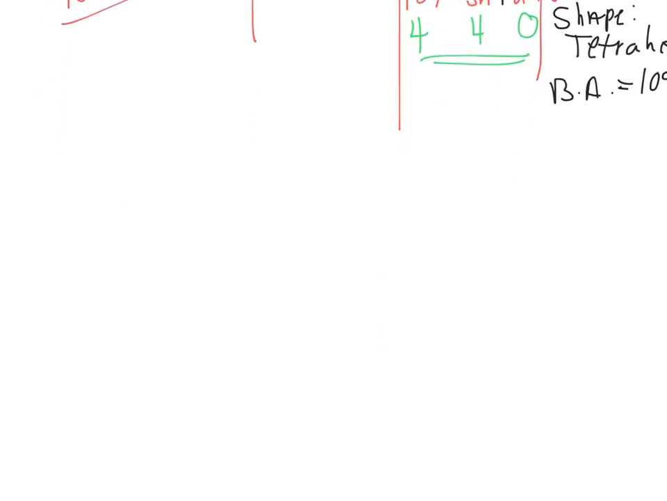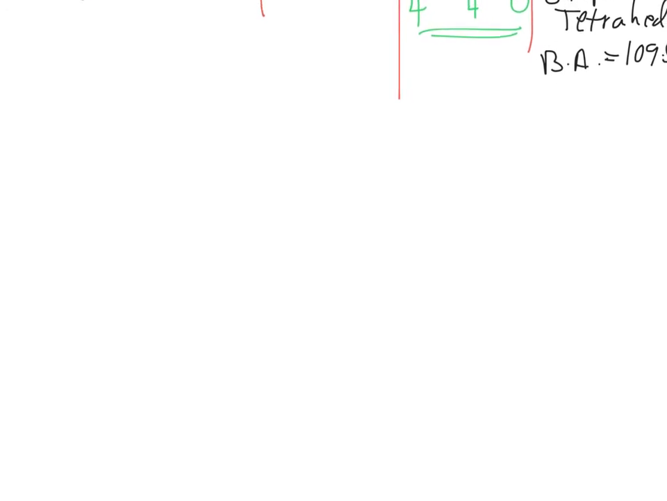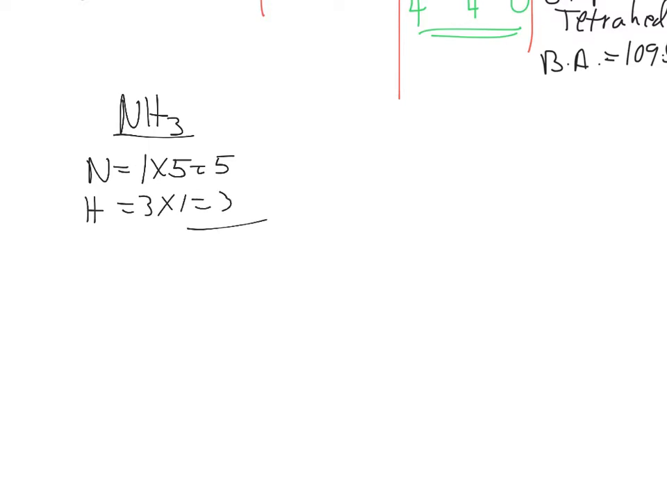Okay. We are now going on to NH3, ammonia. And we do the same thing. N is 1 times 5 valence electrons. H is 3 times 1 valence electron for a total of 8 valence electrons. But this time, the 8 valence electrons are going to take on a different shape.